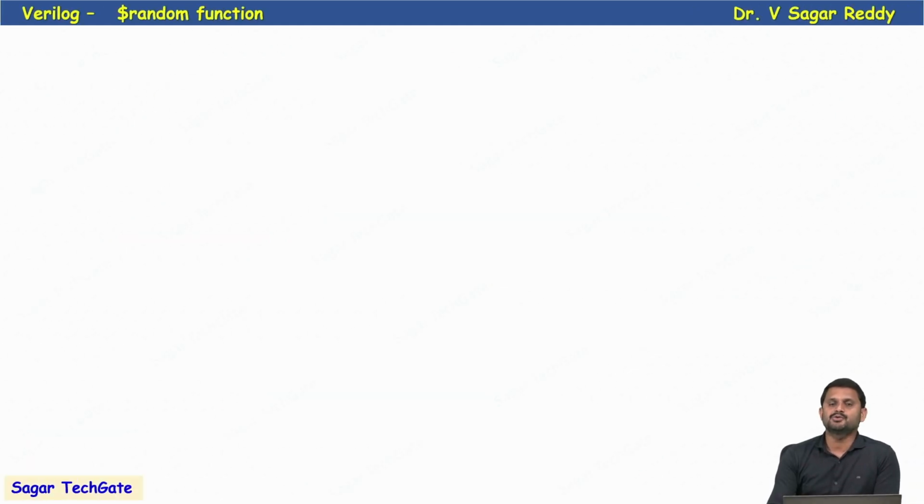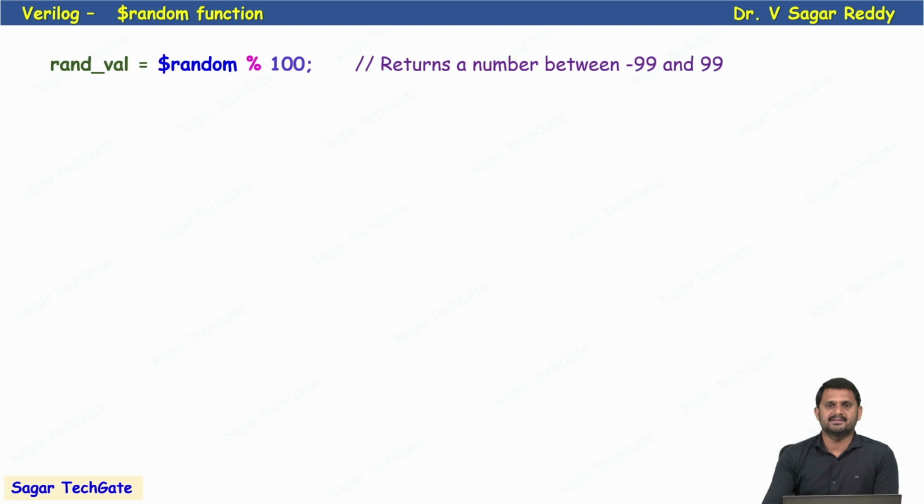Now here we'll see how to generate a random number in a given range by using $random. In this example, we want to generate a value between minus 99 and plus 99. So rand_value equals $random modulus 100. What is the meaning here? Assume that $random generates any 32-bit signed number, but we want a number between minus 99 and plus 99. So if, for example, $random generates 299.